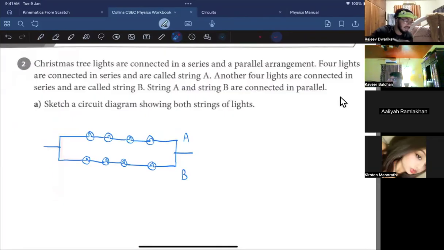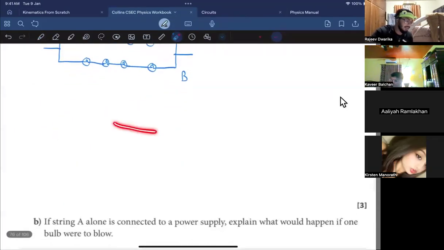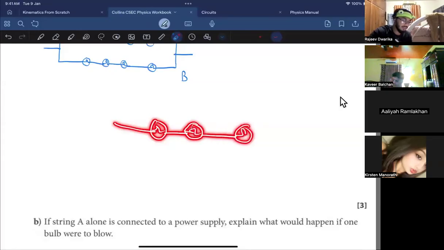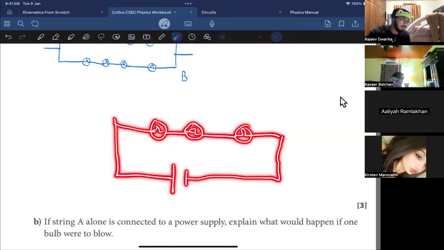If we have a series connection, imagine you have a bunch of bulbs, and we connect this to a battery. So with all of them working, the current is passing through. But if one of the bulbs blows, what happens? In a series circuit, if one of the bulbs blows, what would happen?